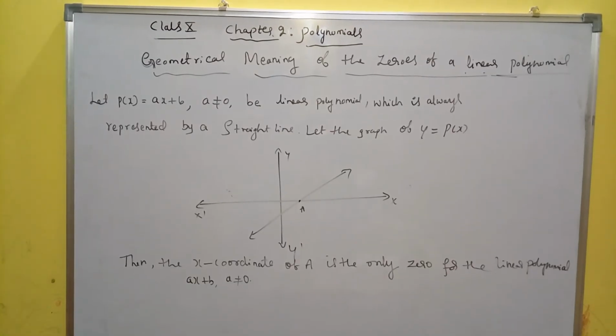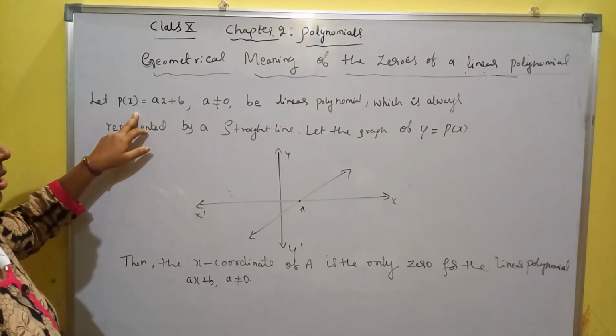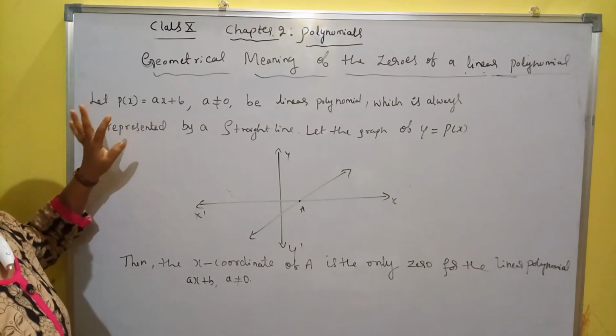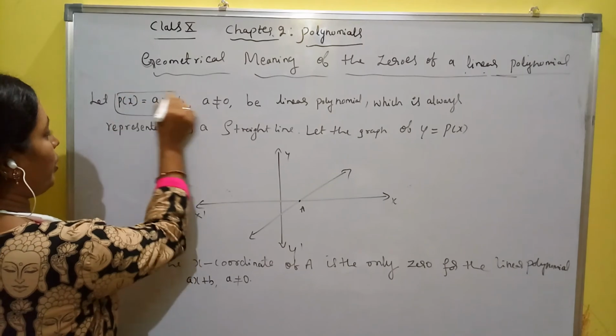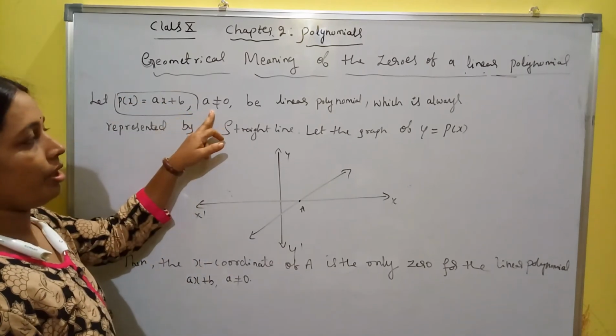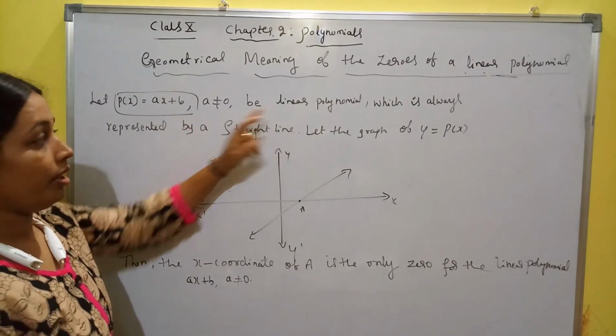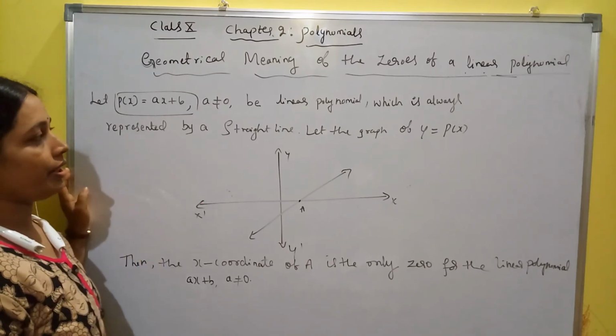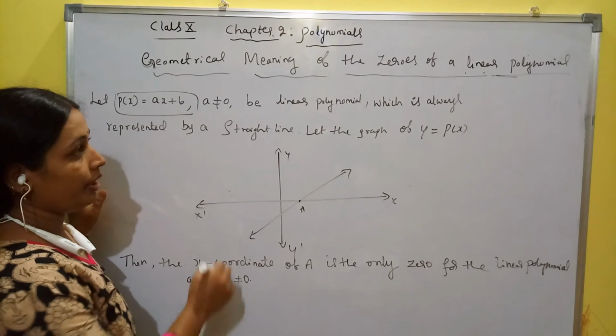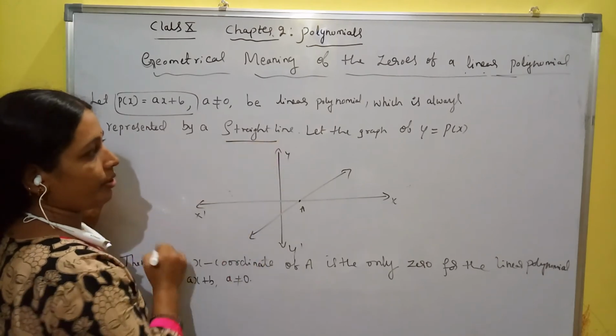Next we have to understand the geometrical meaning of the zeros of the polynomial. What is the geometrical meaning of the zeros of the polynomial? Here we can understand with p of x a linear polynomial, a polynomial of degree 1. Let p of x equal ax plus b, where a does not equal 0, be a linear polynomial, which is always represented by a straight line. How do we represent it graphically? We can represent a linear polynomial by a straight line.